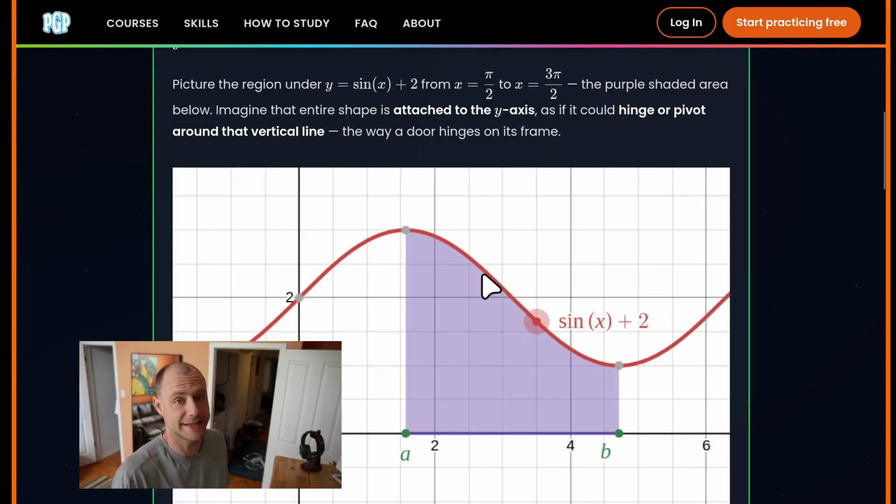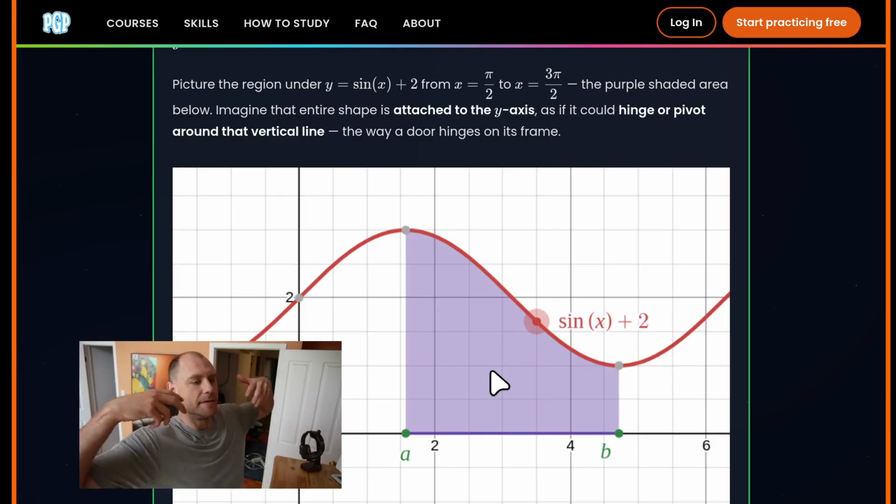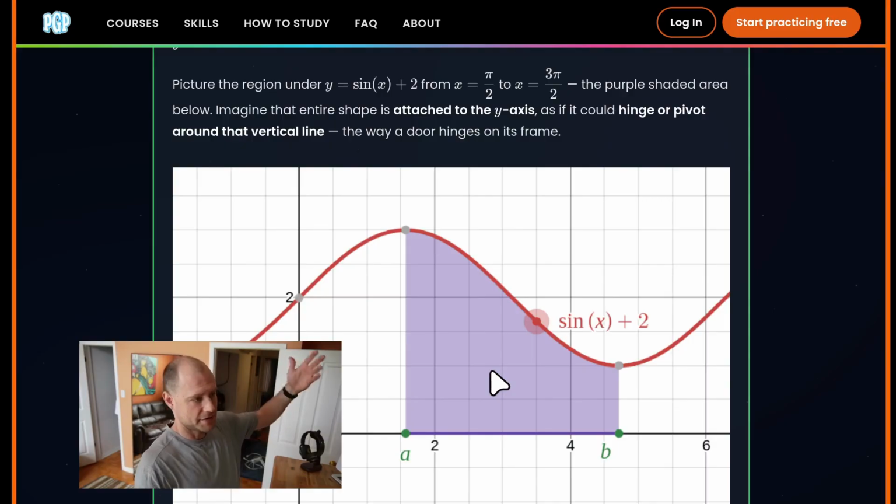It's how far away are you pressing and how much are you pressing? That's leverage. So now let's bring it back to this picture here. Let's say that we want to compute the center of mass of this purple region. That's between A and B, the function sine x plus 2. So this has a leverage.